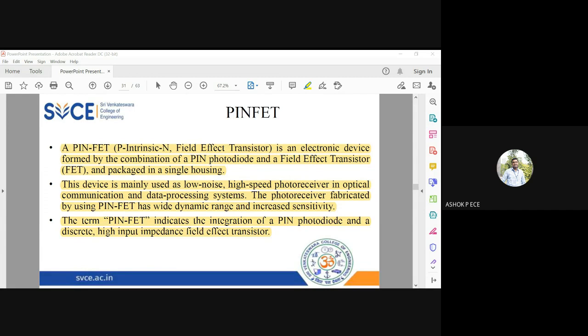Okay. I think we'll be studying about photodiode now. Without knowing the functioning of photodiode, I cannot understand this PINFET. So first we will see what is the PIN photodiode, and then we'll see how it is going to work in combination.